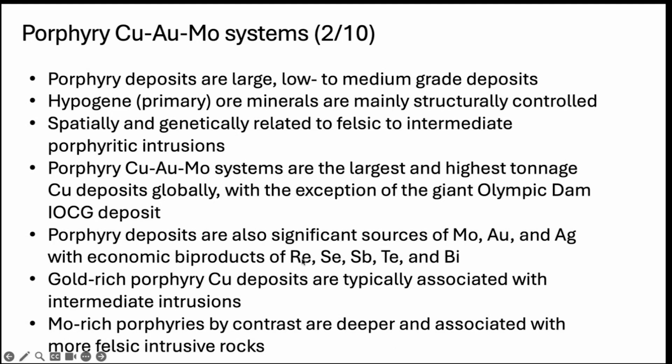Rhenium behaves a lot like moly, so it substitutes into molybdenite, which is a common sulfide mineral in porphyry systems, for example. Gold-rich porphyry copper deposits are typically associated with more intermediate intrusions rather than the felsic ones. And moly-rich porphyries are deeper and associated with more felsic intrusive rocks.